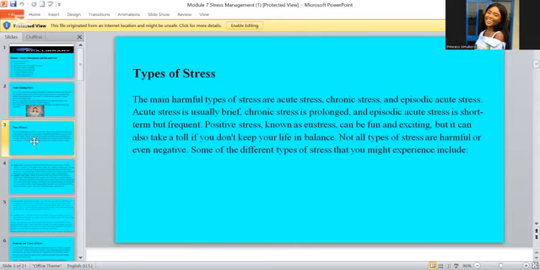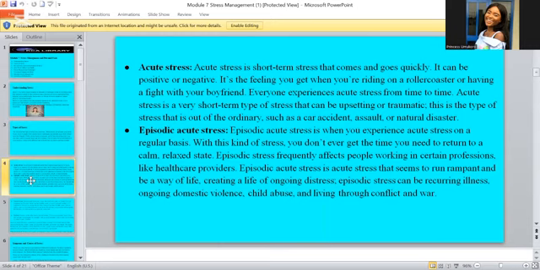The main harmful types of stress are acute stress, chronic stress, and episodic acute stress. Acute stress is usually brief, chronic stress is prolonged, and episodic acute stress is short-term but frequent. There's also something known as eustress, which is a positive kind of stress, but it can also take a toll on you if you don't sleep or have a balance in life. So let's look at all of them quickly.